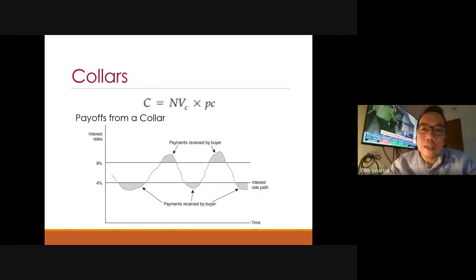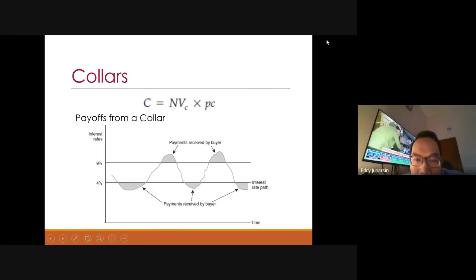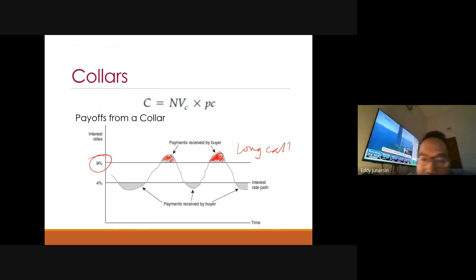Now what about collars? Collar is a combination. So you take both. For example, here you might take the cap, right? So you get money, so this is like long call. You get money if interest rate increases beyond 9%, for example. And if you long put, it means you buy the floor. This is the floor, right? It's like long put. So you get money if interest rate falls below 4%.